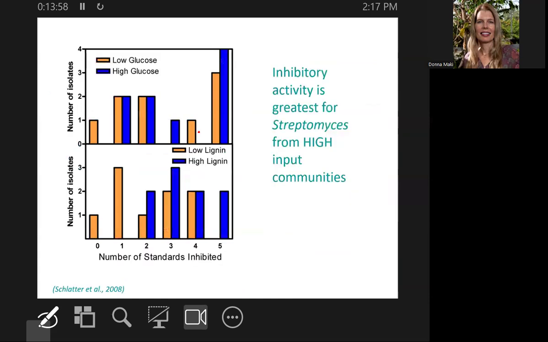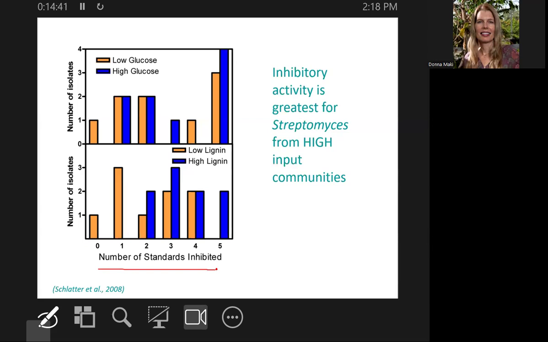So they were running this experiment, and you can see if there's a lot of glucose, the blue bars, to my eye, they look blue, or a lot of lignin, you can see in general that's a good thing in the sense that it is making, so number of standards inhibited. What she means there is that she had, in this case, anywhere from the control all the way up to 5 different pathogens that were being tested against. So they were testing the Streptomyces against 5 different known pathogens and just looking to see how well.